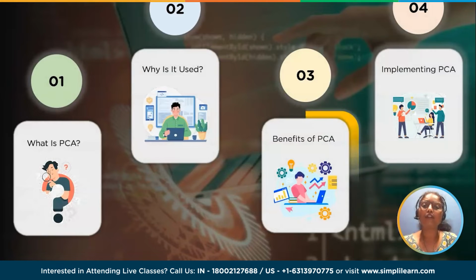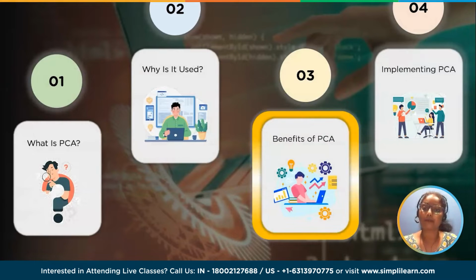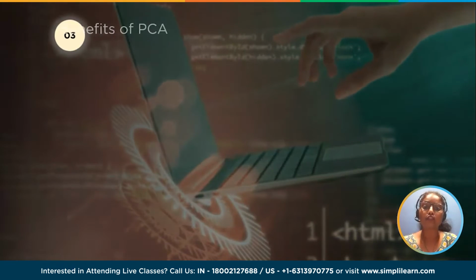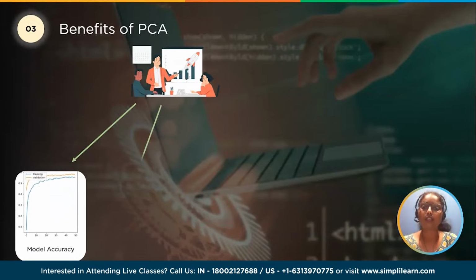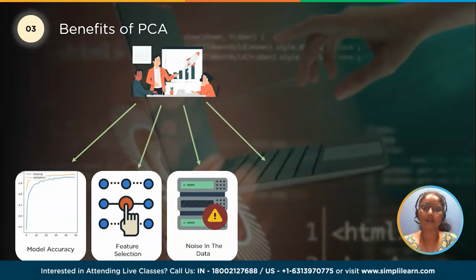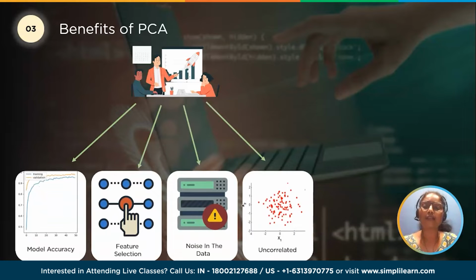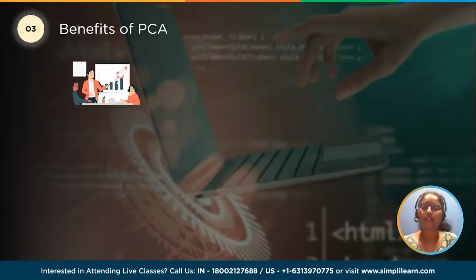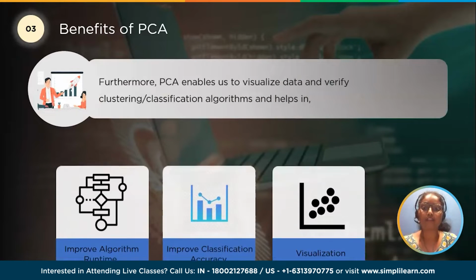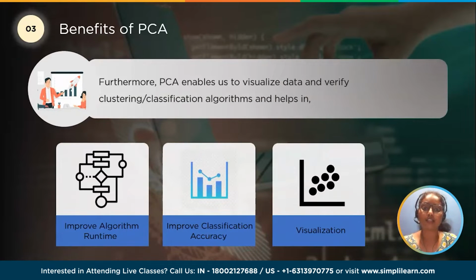Now, let's have a look at what the benefits of PCA are. PCA can help us to improve performance at a low cost of model accuracy. It includes the reduction of noise in the data, feature selection, and the ability to produce independent, uncorrelated data features. Furthermore, PCA enables us to visualize the data and verify clustering or classification algorithms, and helps improve the algorithm run rate, the classification accuracy, and visualization.